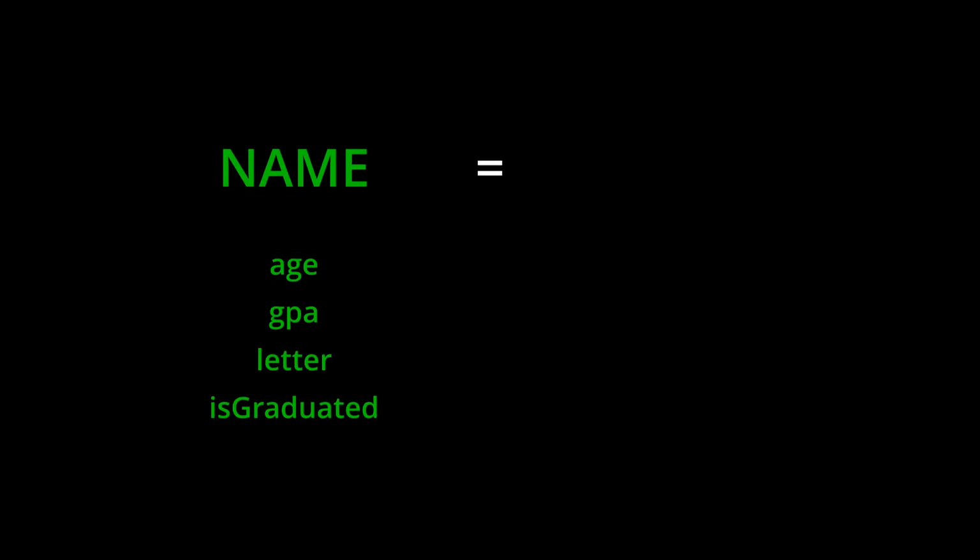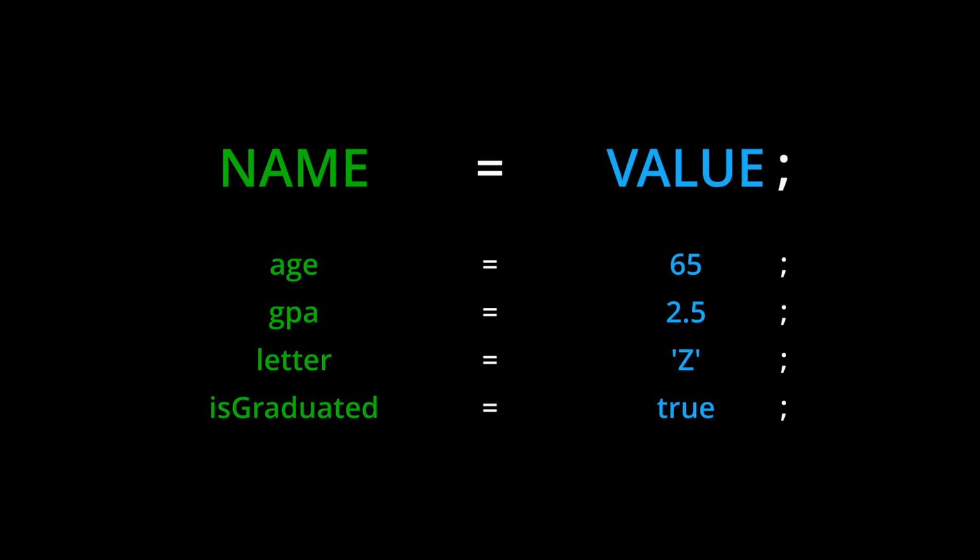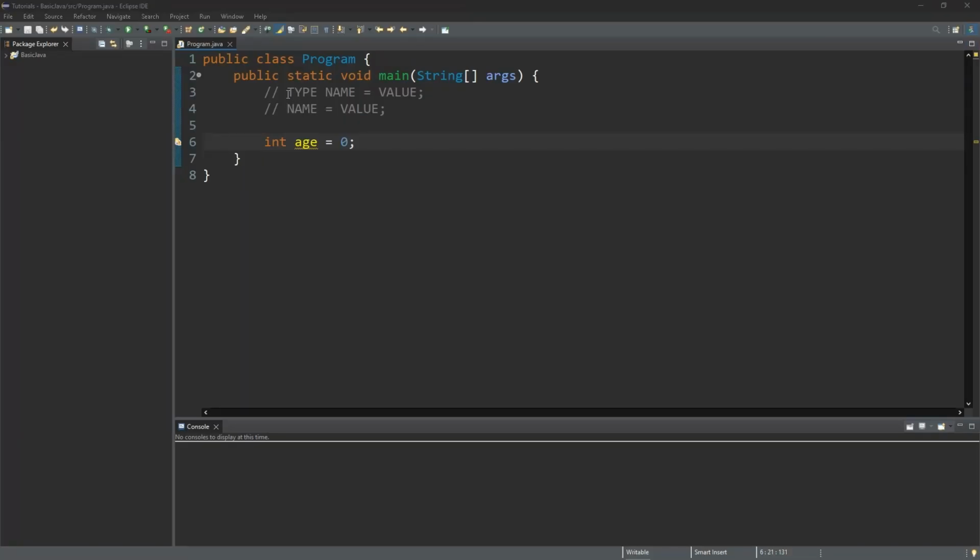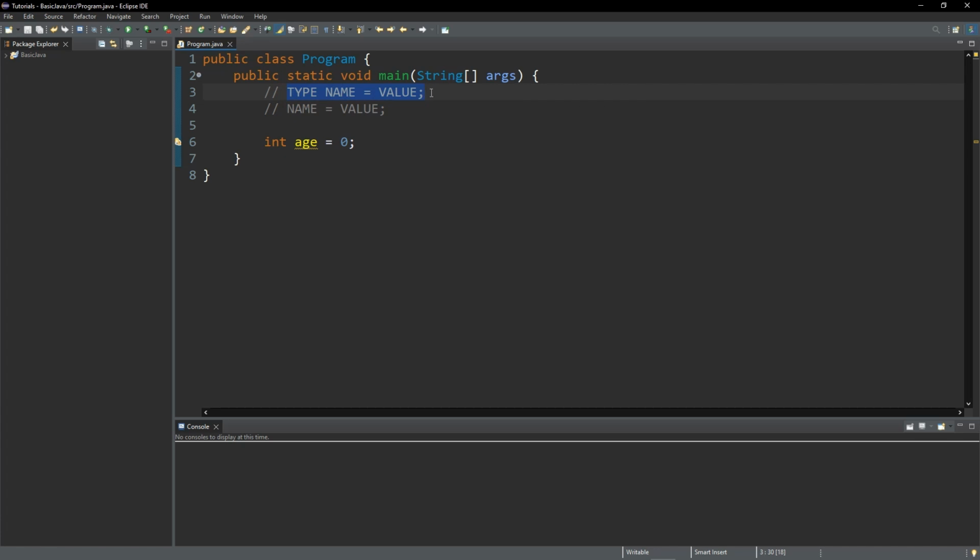So for reinitialization, the syntax is a little bit simpler but very similar. It is name equals value. Let's go ahead and see how this looks in actual code. All right, so now we can see type name equals value, our previous syntax for initialization. To reinitialize, we use our name equals value.